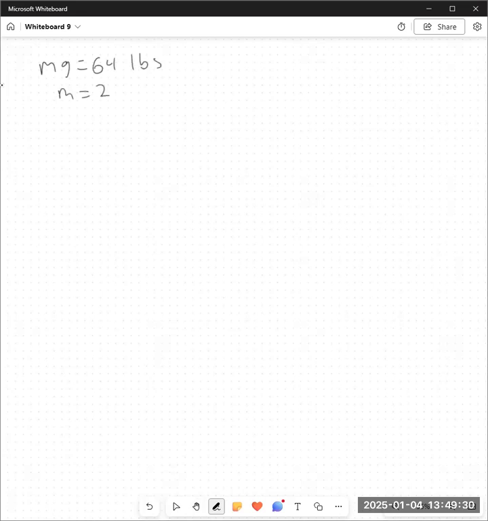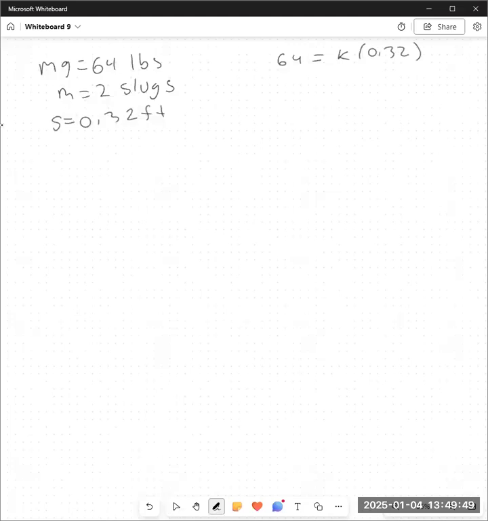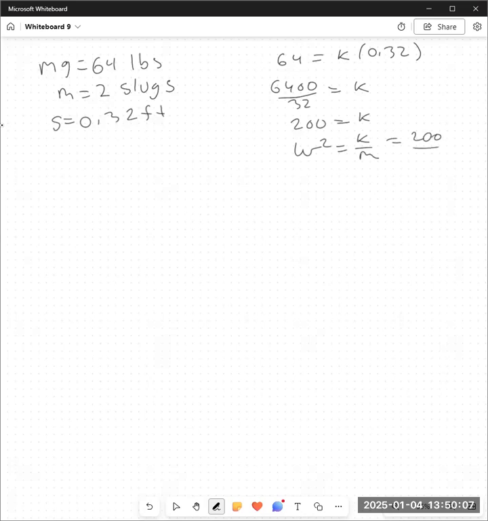That means M is 2 slugs. It stretches a spring 0.32 feet. So mg is equal to Ks. So 6,400 over 32 is K, and 200 is equal to K. Omega squared is K over M, which is 200 over 2, which is 100, meaning omega is 10.